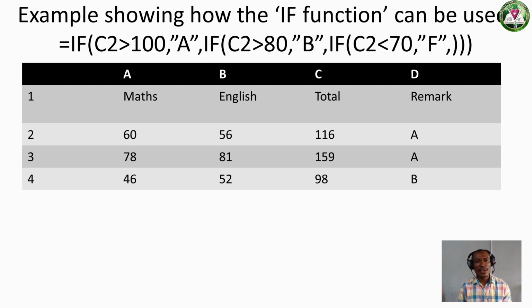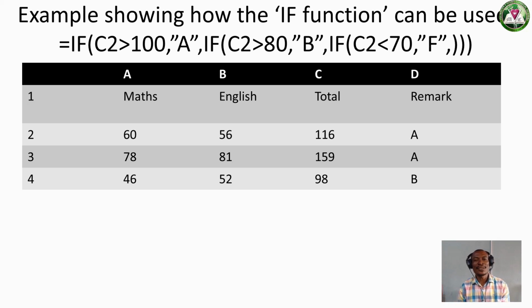Watch. If, that is equal to IF, bracket, you're now saying if C2 is greater than 100, that means the person will score A, 100 and above, A. You are now saying again, if C2 is greater than 80, B. Note that you have comma, you have double quotation mark again, then comma, before the next statement. Do you get that? So I want you to understand this.